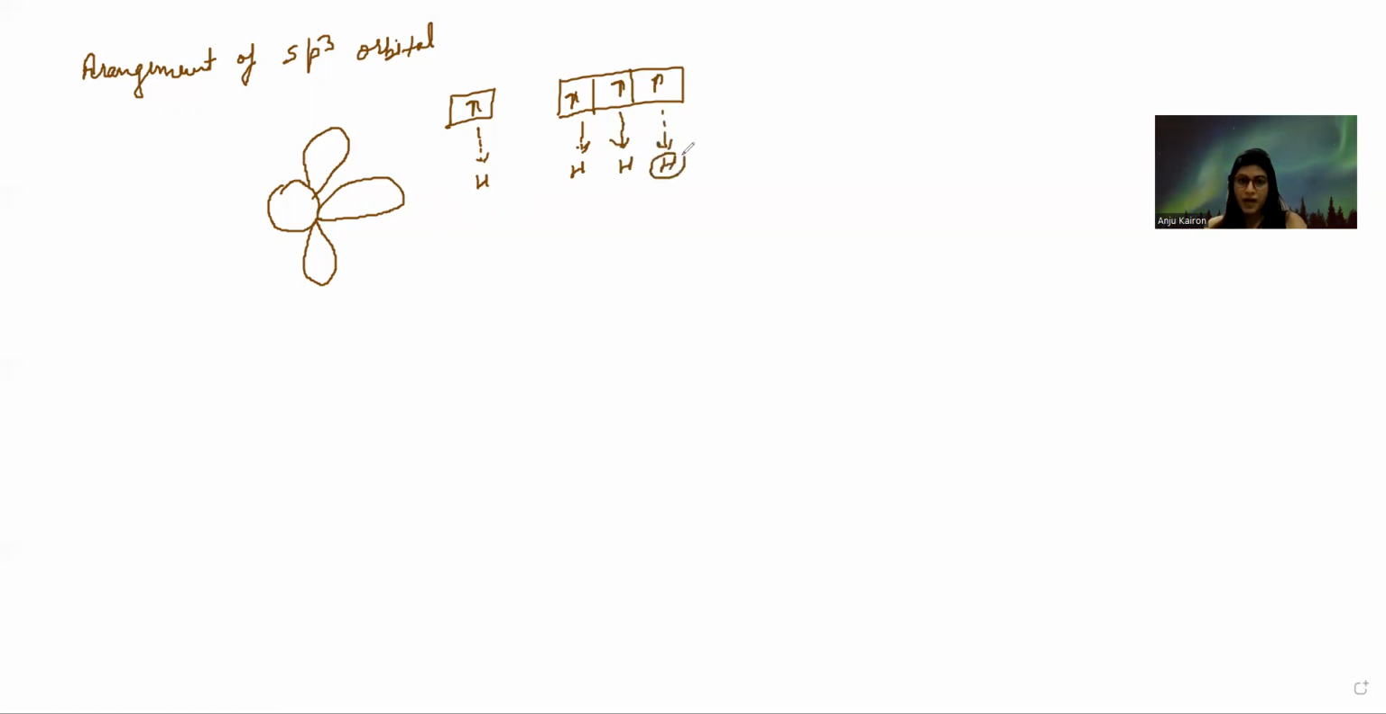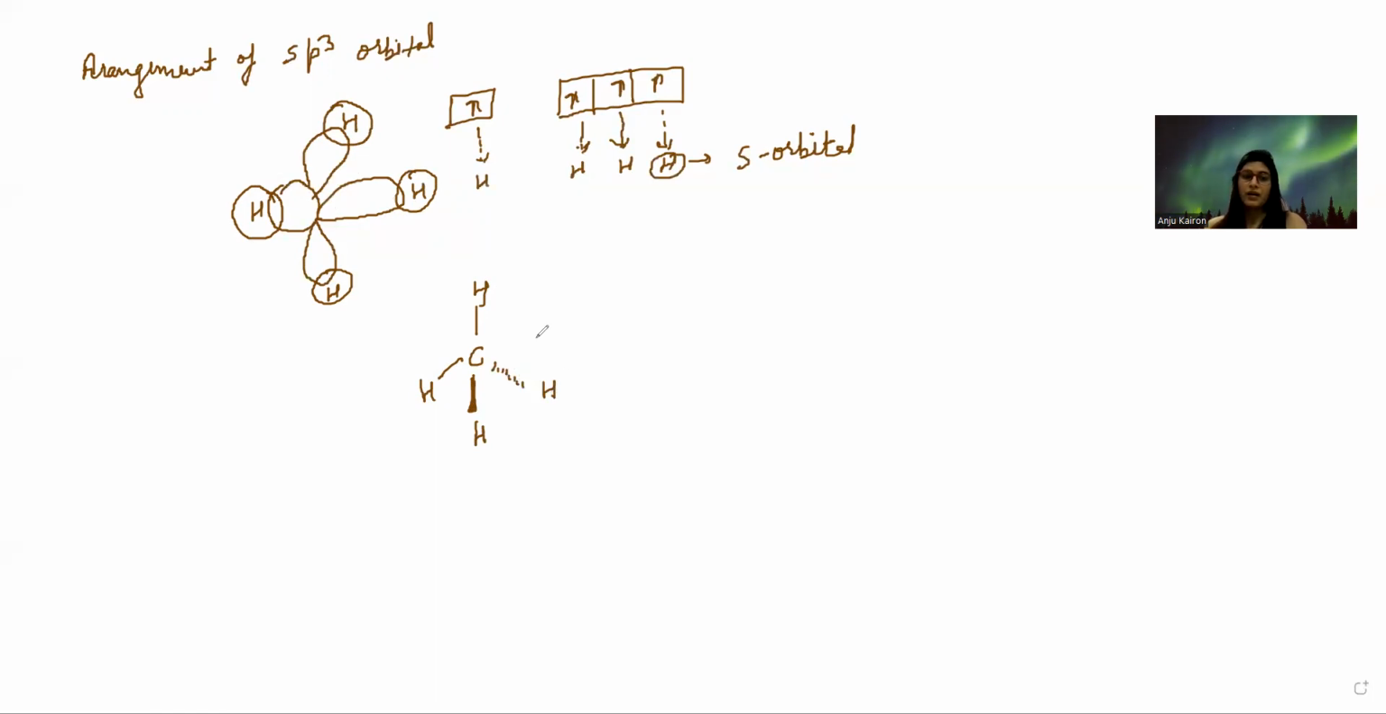Hydrogen only has an s orbital, which is spherical in shape. So hydrogen forms bonds with the 3 p orbitals and the 1 s orbital, and the structure becomes like this. I will tell you later what the meaning of this wedge line is. This is a tetrahedral structure. Now you get one thing: sp3 hybridization has tetrahedral geometry.